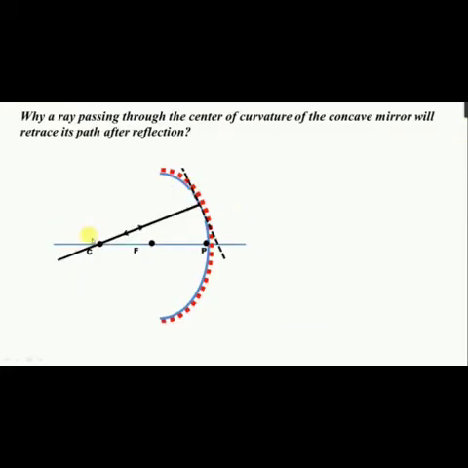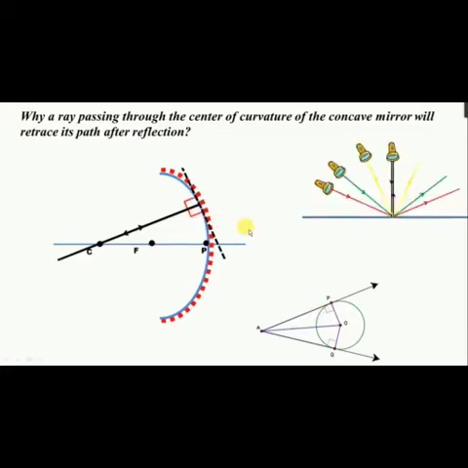Now we'll discuss why the ray passing through the center of curvature retraces its path. So if you draw a tangent out here, we can see this as a circle, and this is a tangent, and we know a radius makes 90 degrees with the tangent. So this picture is similar to this picture because from here to here is the radius and this is the tangent. So that means here the angle is 90 degrees. So out here the angle will be 90 degrees, and we already know when the ray makes 90 degrees with the mirror, it goes back through the same path.